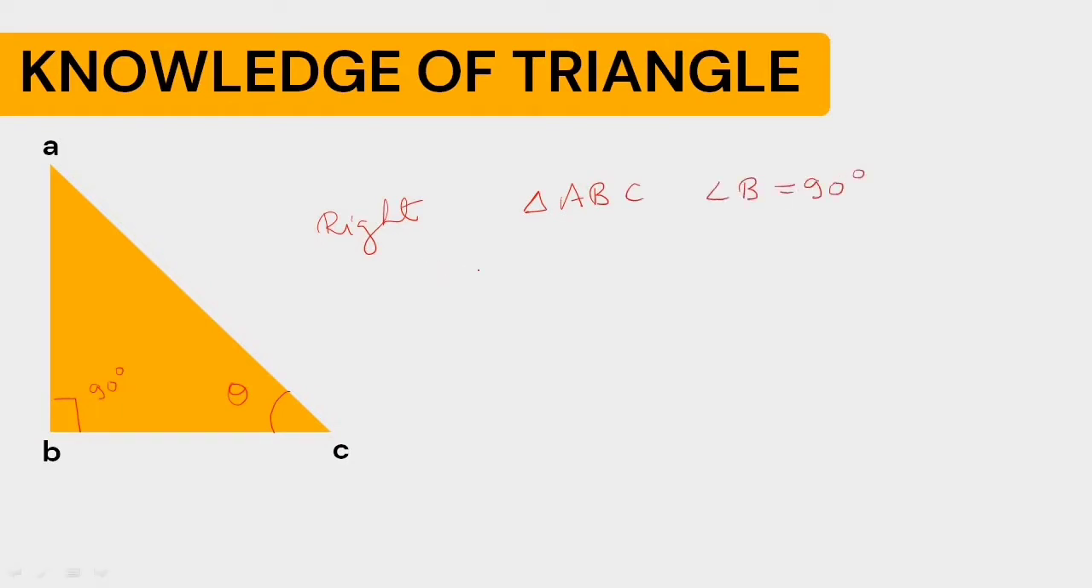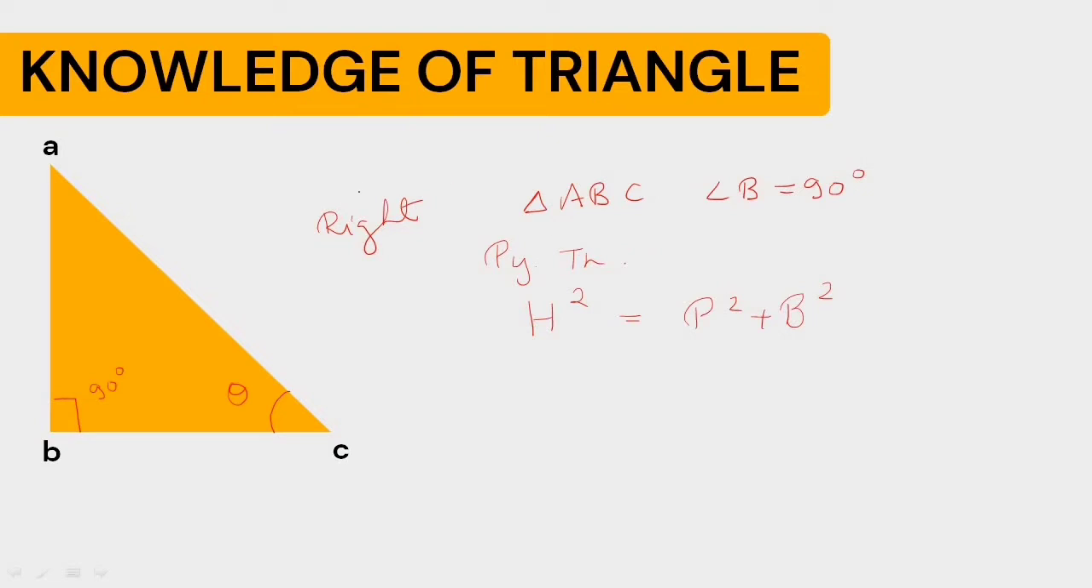So we know that by Pythagoras theorem, what do we know by this theorem? We know that hypotenuse square is equal to perpendicular square plus base square. What is the perpendicular here? What is the base here? And what is the hypotenuse here in this triangle ABC?